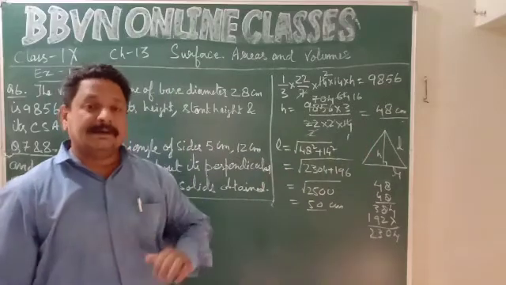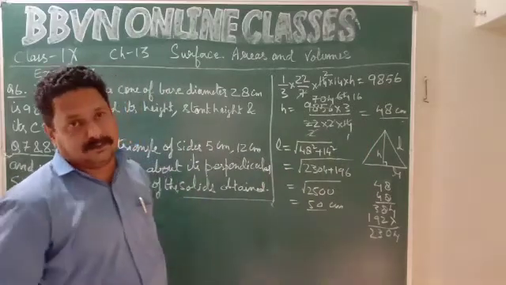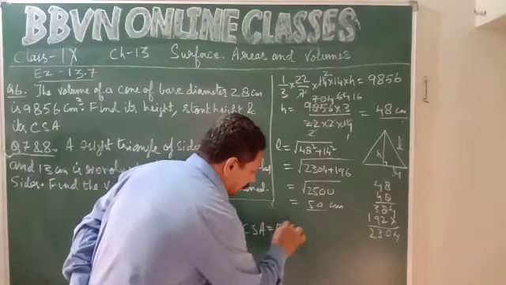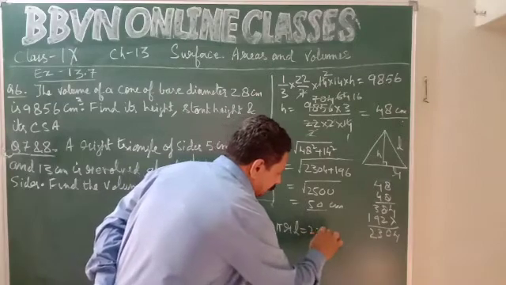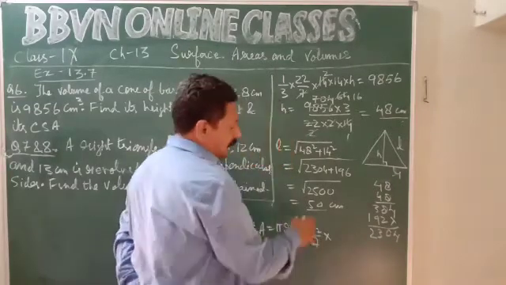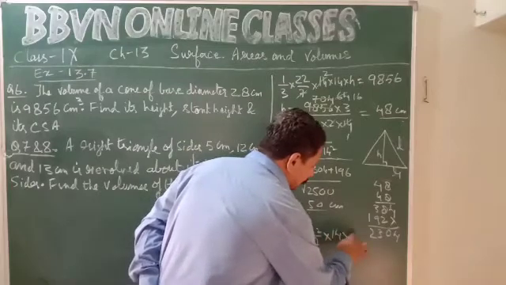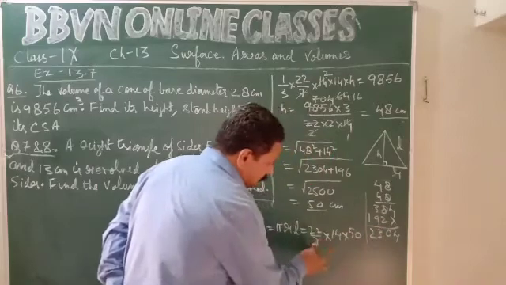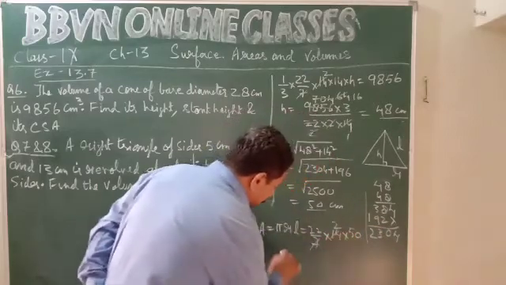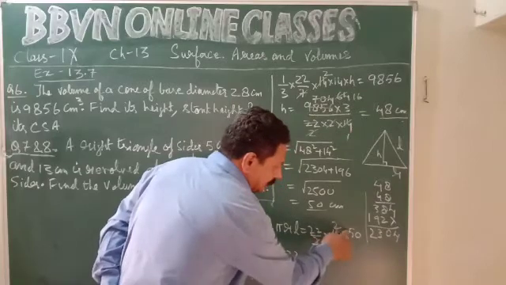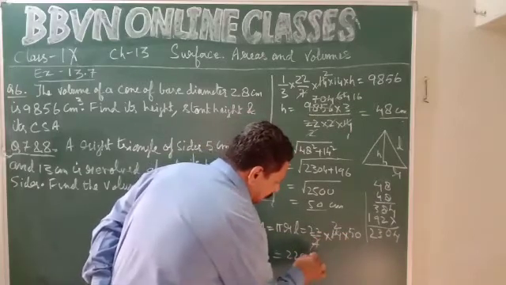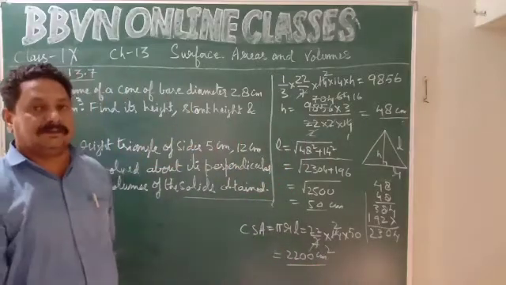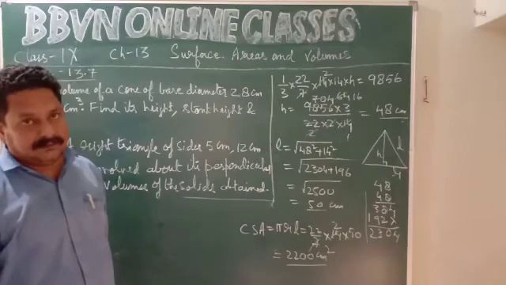Now we have to find the curved surface area of the cone. So what is curved surface area? Pi r L. So 22 upon 7 into r. r is how much? 14 into L. L is how much? 50. 7 goes 2 times. So this is 22. 2 into 50 is 100 multiplied by 22, 2200 centimeters square. This is the curved surface area of the cone that they are talking about in the question.